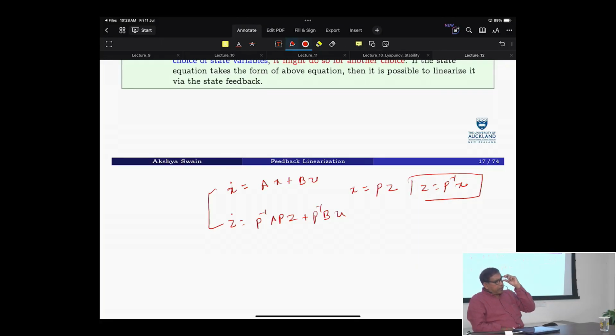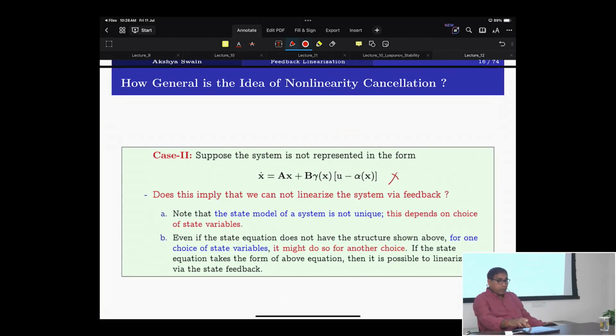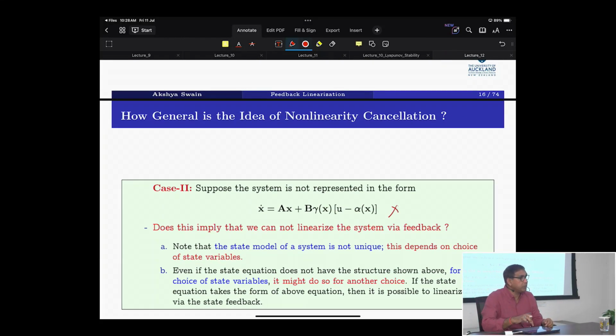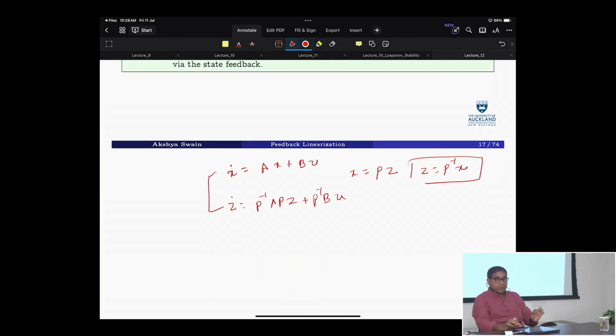Similarly, if a nonlinear system is not in this form, you transform the nonlinear system into this form. For a linear system, you can transform it by a suitable choice of P matrix. You can select P so it becomes controllable canonical form, observable canonical form, or diagonal canonical form. All the people who know control theory know it. A similar thing you can do for a nonlinear system, right? And then start doing it, okay?